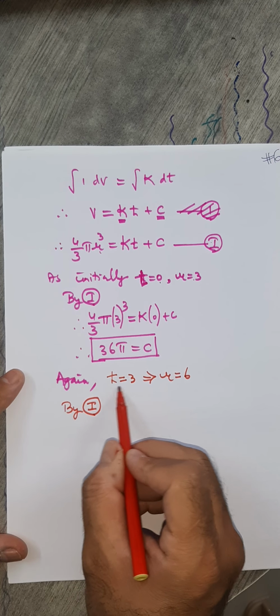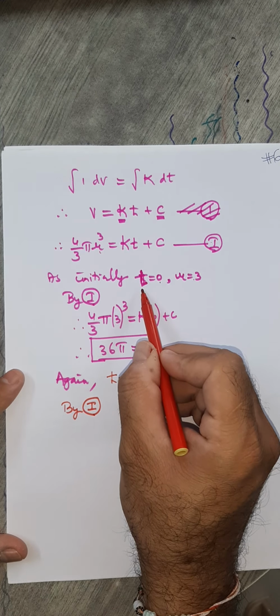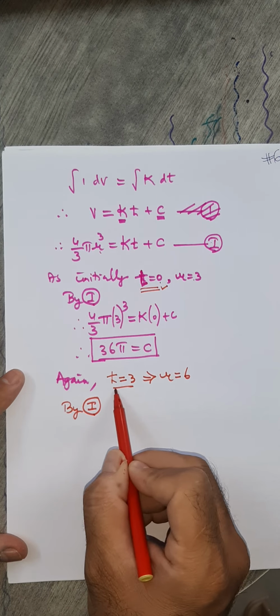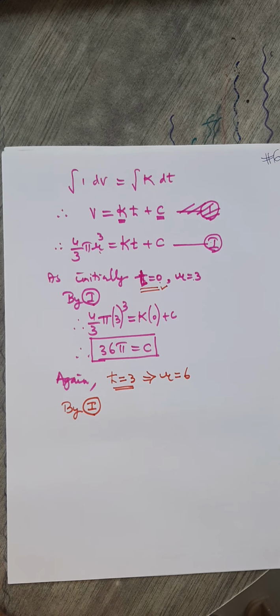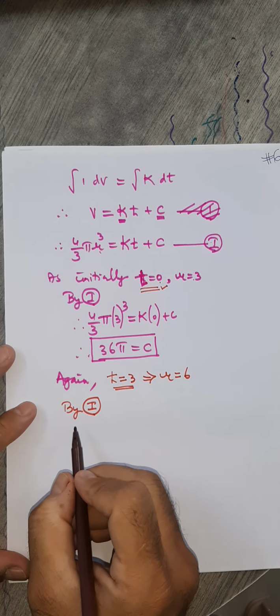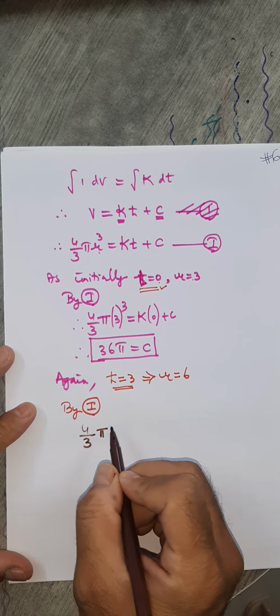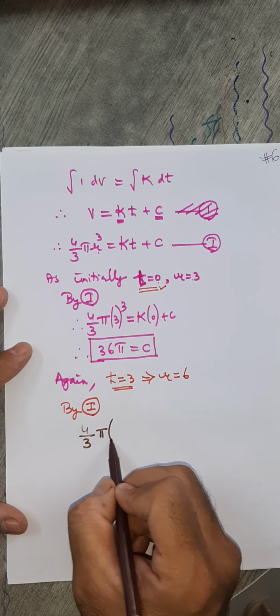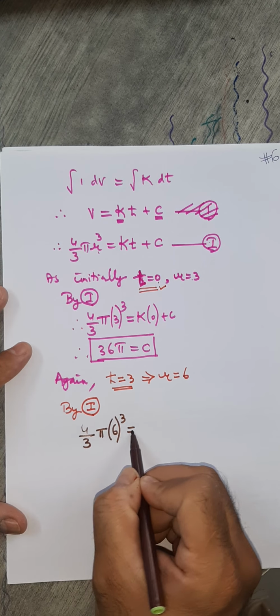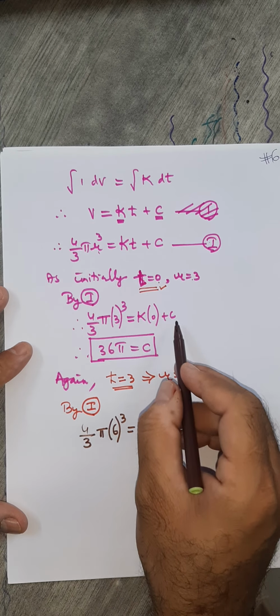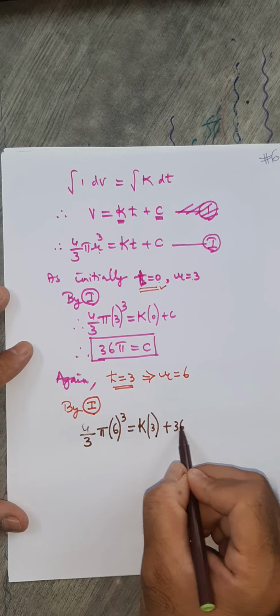Why have I written here t equals 3? Because in the question it is given after 3 seconds. Initially I had t equals 0. Now I have t equals 3, remember. I'm putting into which equation? Equation number 1. So what I'll get here? 4 by 3 pi r cube, but what is r? That is 6 cube here, equals k into 3 plus c, but c you know now, 36 pi.